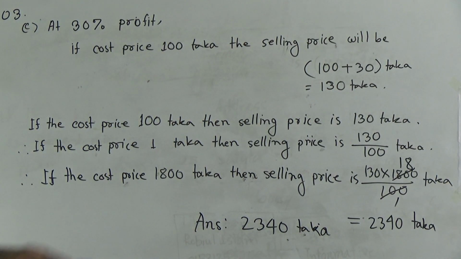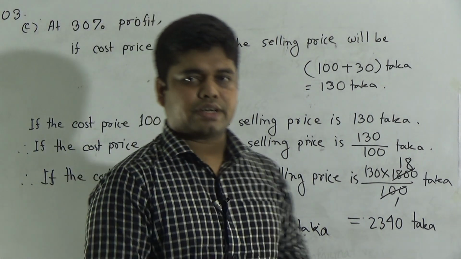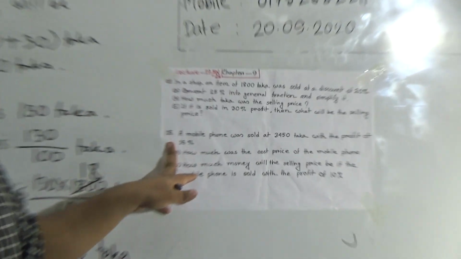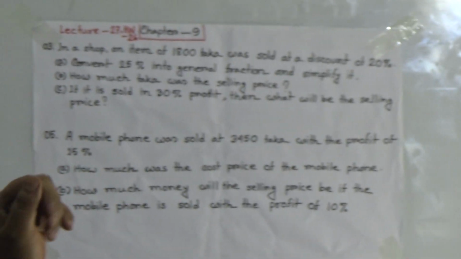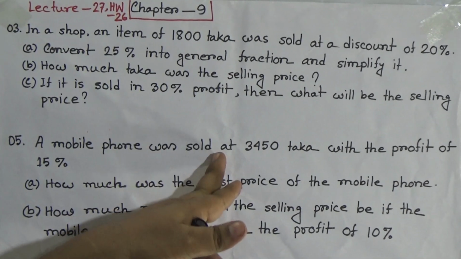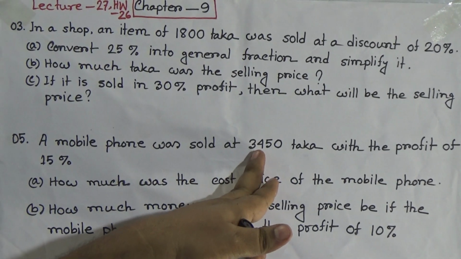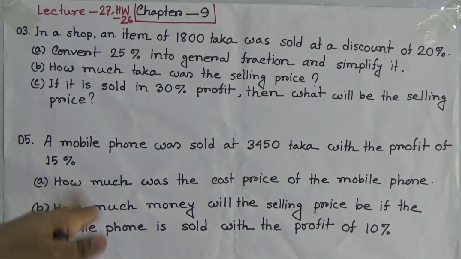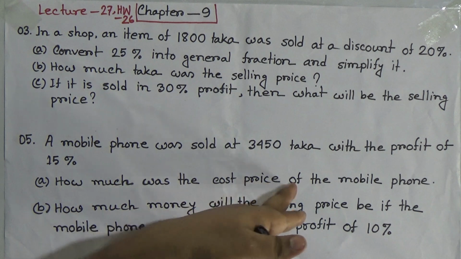My dear students, this is question number C and this is our today's lecture. My dear students, question number 5 will be your SW. So read the question first. A mobile phone was sold at 3450 taka with a profit of 15%. How much was the cost price of the mobile?